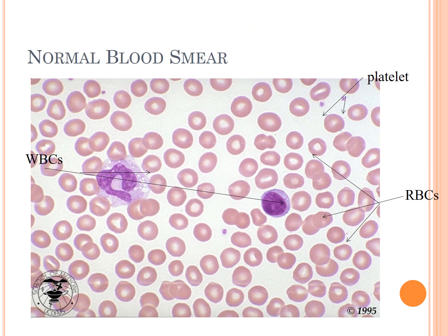This is a normal blood smear. In a normal blood smear, you would see a prevalence of red blood cells, since there's 5 million per millimeter cubed, and 1 or 2 white blood cells. The white blood cells present here are a neutrophil on the left and a lymphocyte on the right.